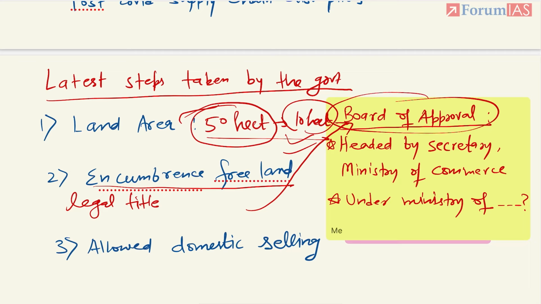can relax those norms. What is the board of approval? Basically, it gives the relaxation and permission for investment in SEZ. It is headed by the Secretary, Ministry of Commerce. See, these questions, these statements come directly in your prelims exam. A statement will come and you'll be clueless as to what this is. So these are the things we need to pick from the newspaper. These are the things we need to study in a little more detail. It will come as a very direct question, under the Ministry of, that's it. Okay, tell me in the comment box if you know.